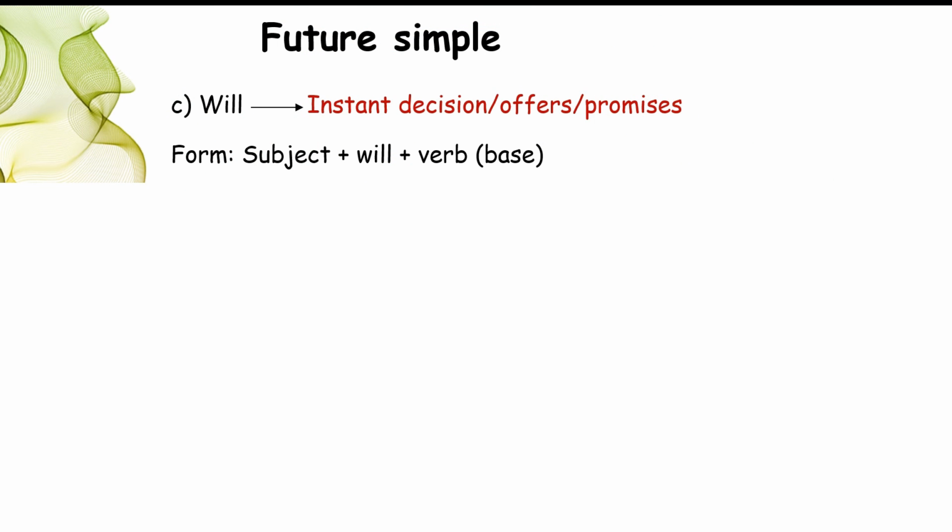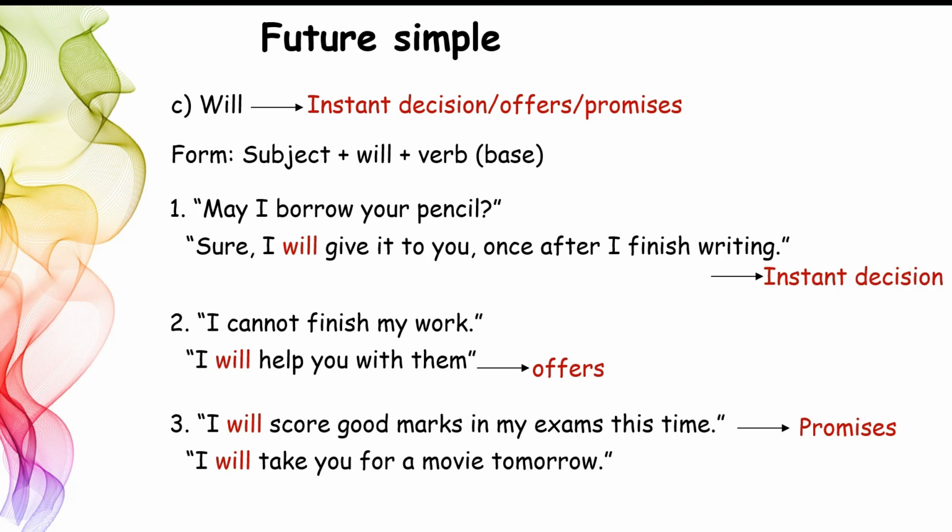The third form of sentence can be made by using the word will. When you want to make instant decisions, offers and promises, you can use the word will in your sentences. The first sentence is an example of making instant or quick decisions. May I borrow your pencil? Sure, I'll give it to you once after I finish writing. In this sentence, you're making a quick decision to give your pencil immediately after you finish writing.